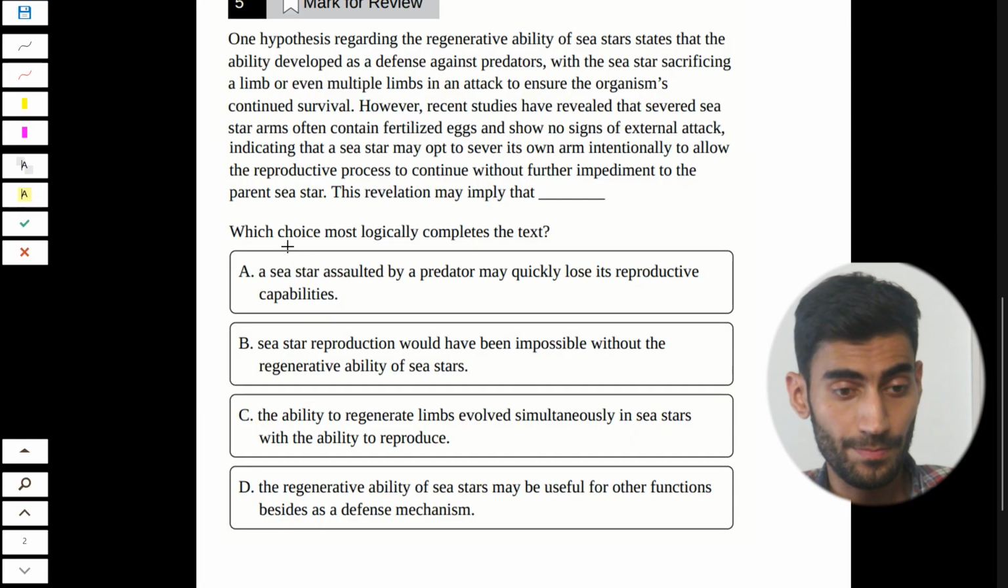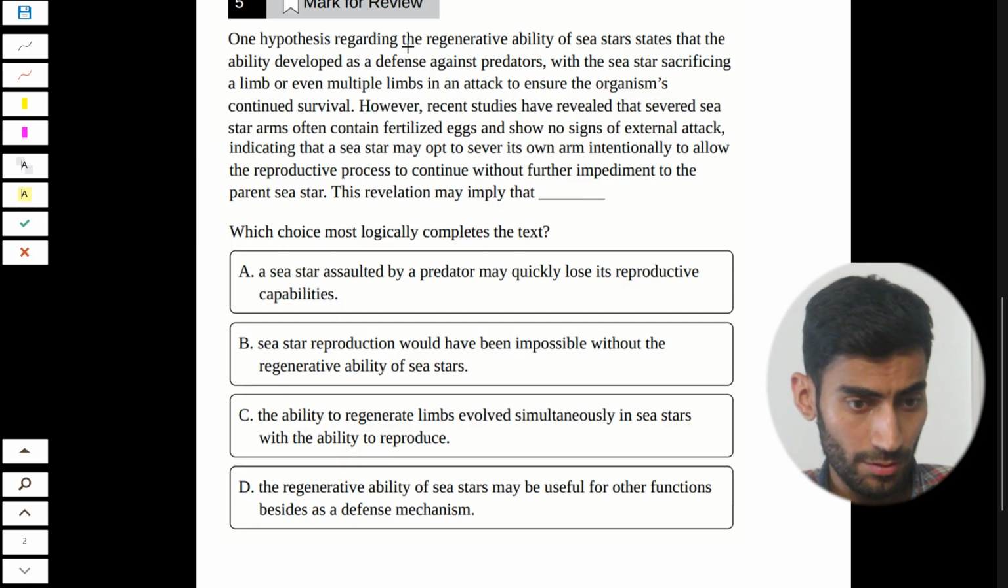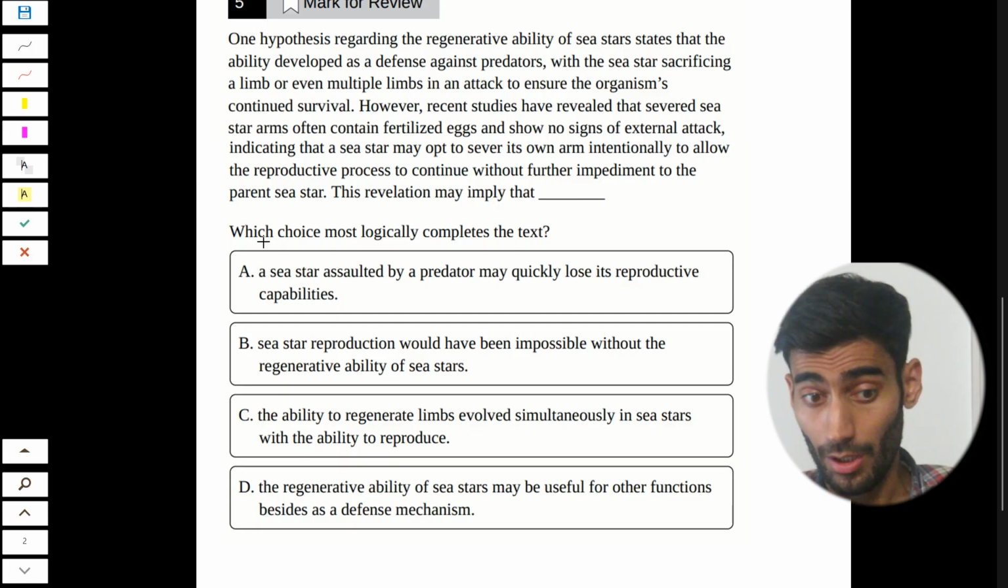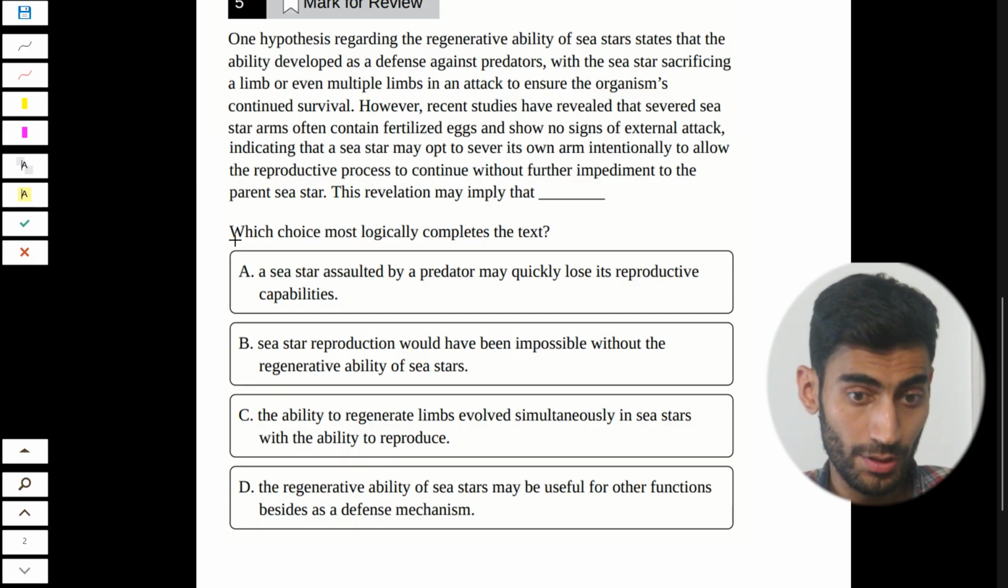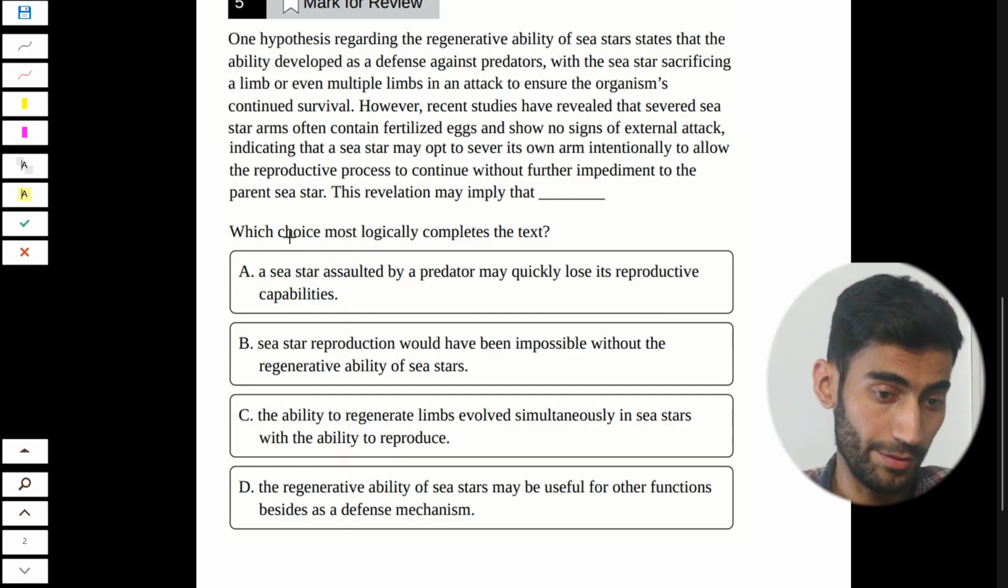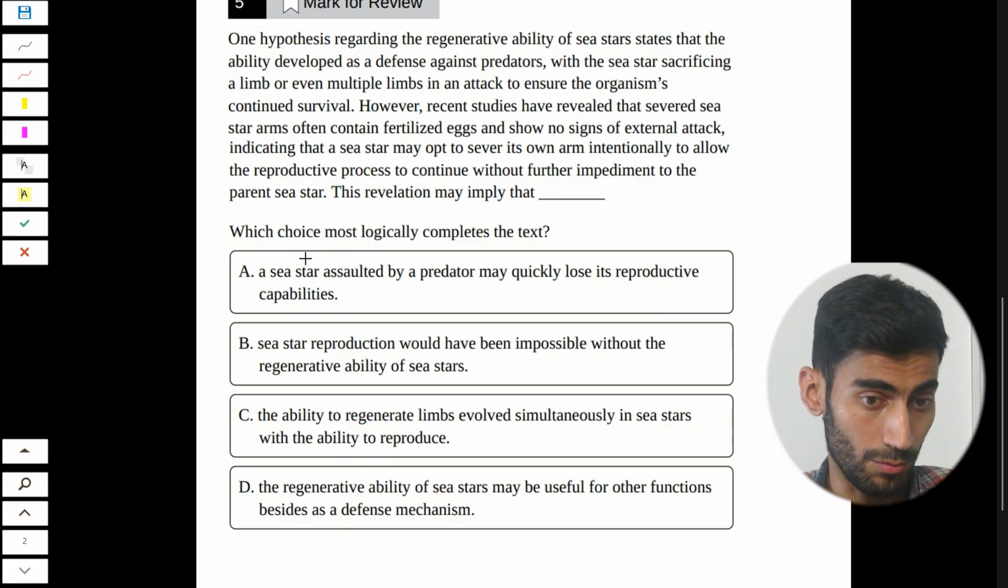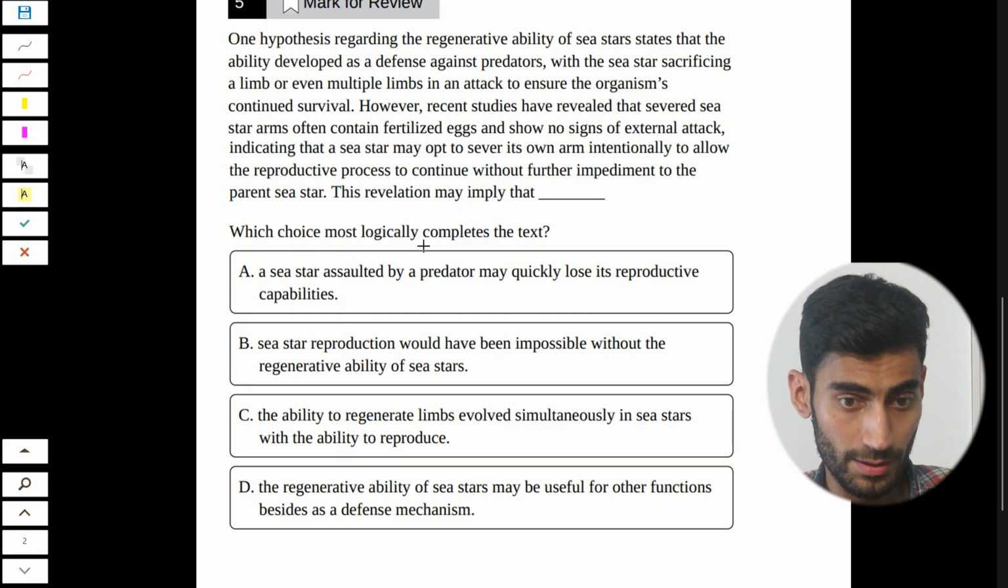Now let's solve a real question together to see how this works. So let's have a look at this question. All right, I've got my text over here, my choices, and my question. I always read the question first. We talked about this in one of my other videos. Which choice most logically completes the text?